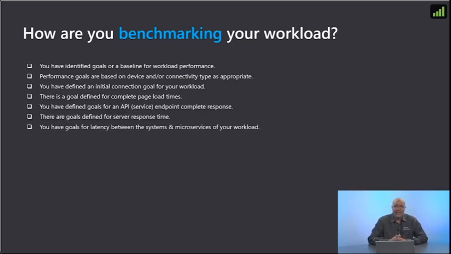You have goals for latency between the systems and microservices of your workload. Performance should not only be monitored within the application itself, but response times between service tiers should also be noted. While this is important for interior applications, it is especially crucial for microservices. Most microservices leverage some type of pub-sub architecture where communication is asynchronous. However, validation for sending and receiving messages should still take place. In these instances, understanding the routing and latency between services is imperative to improving performance.